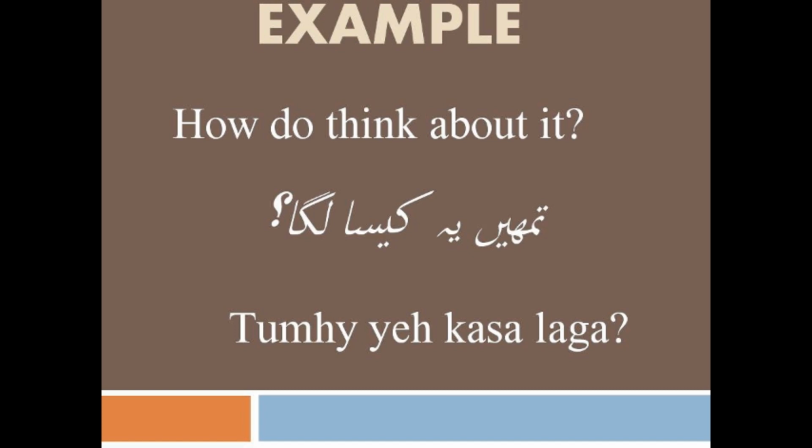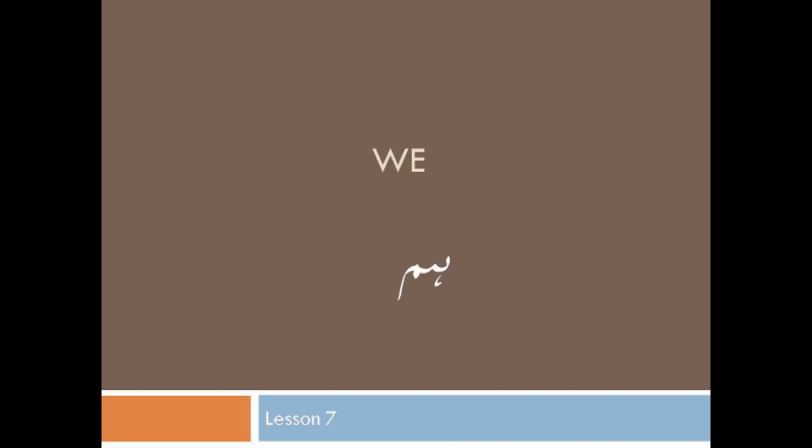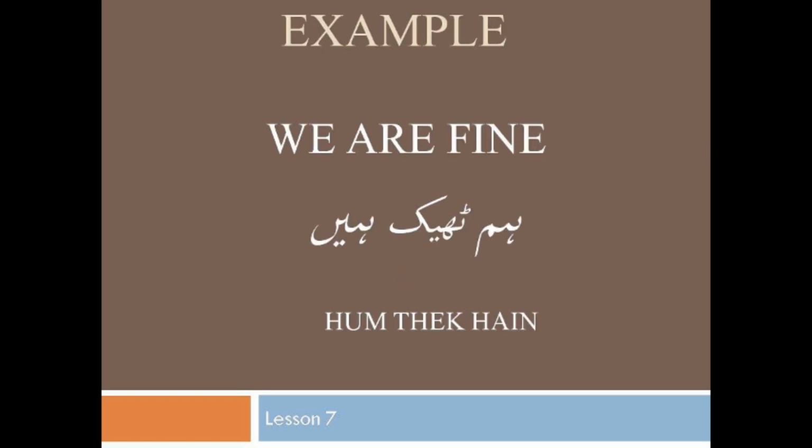Move to the next one, which is we. The word we in Urdu is हम. Repeat after me. हम. It is a plural way. So the example is we are fine in Urdu is हम ठीक हैं. Repeat after me. हम ठीक हैं. You have to notice that the word हैं is used in a plural way when you're talking about a group of people or something in a very big amount.